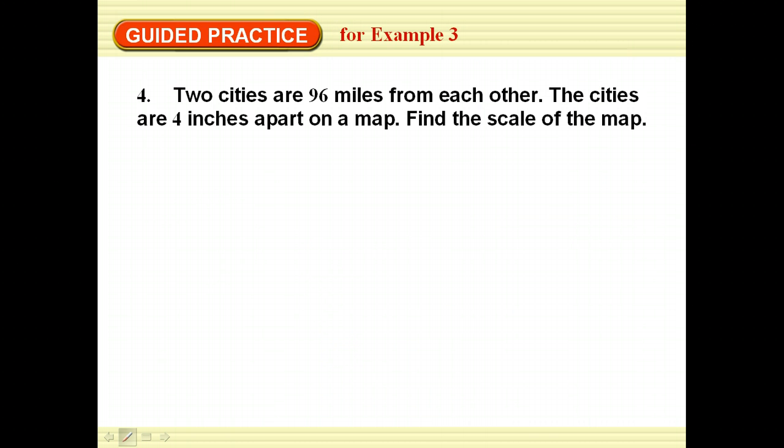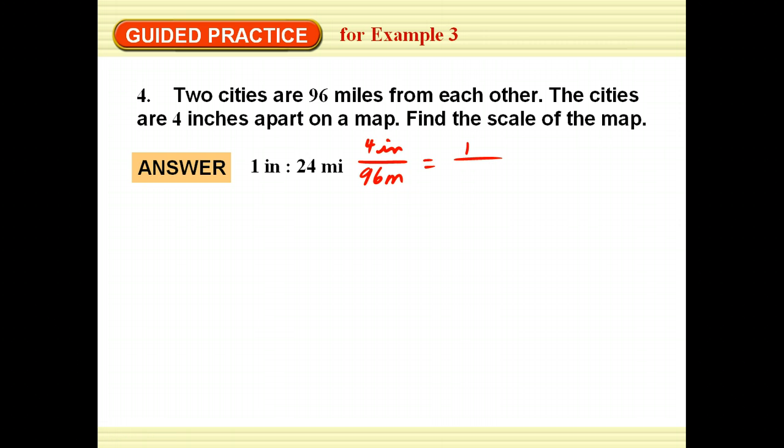Two cities are 96 miles from each other. The cities are 4 inches apart on a map. Find the scale of the map. So what we have is that 4 inches is the same as 96 miles. Therefore, 1 inch is 24 miles when I reduce that.